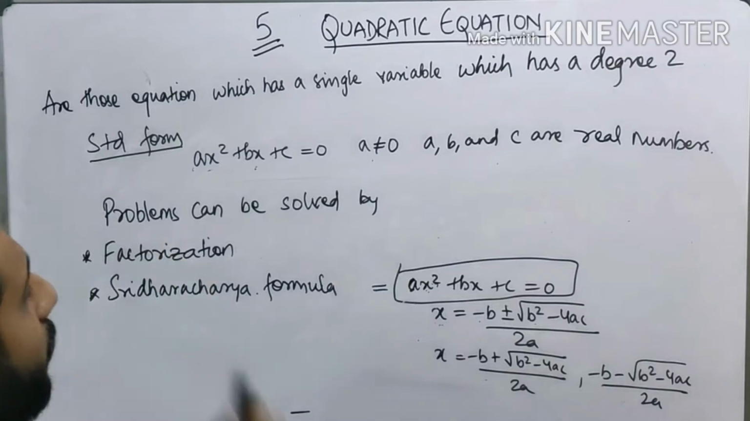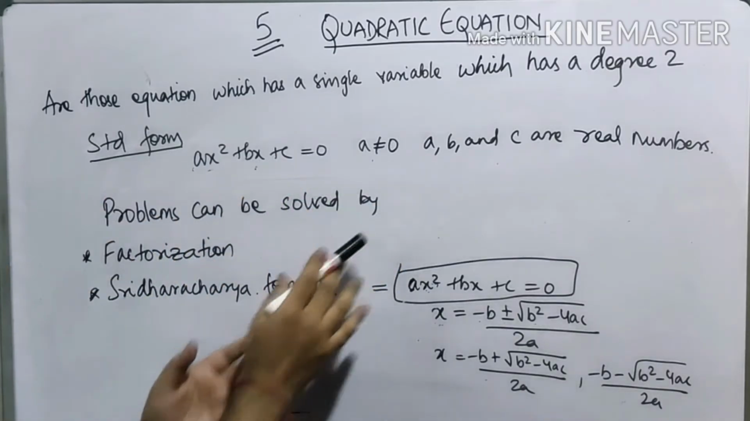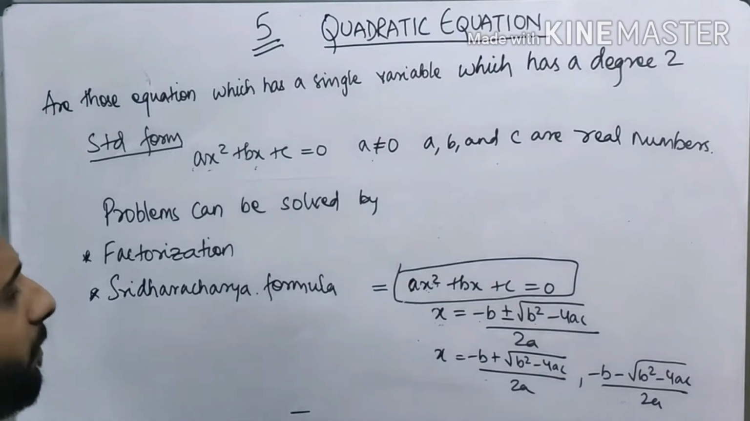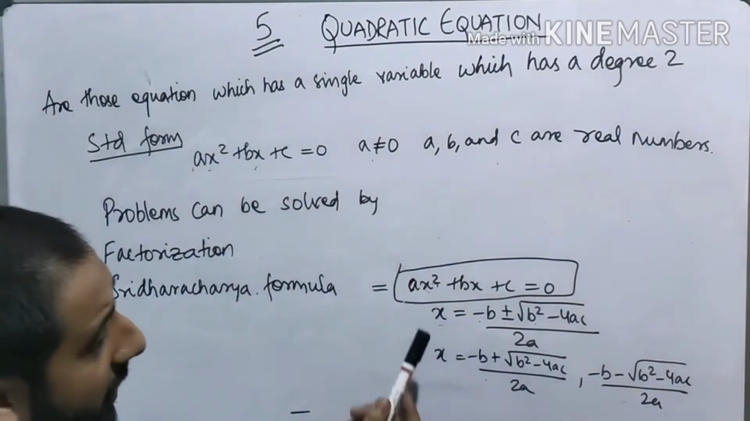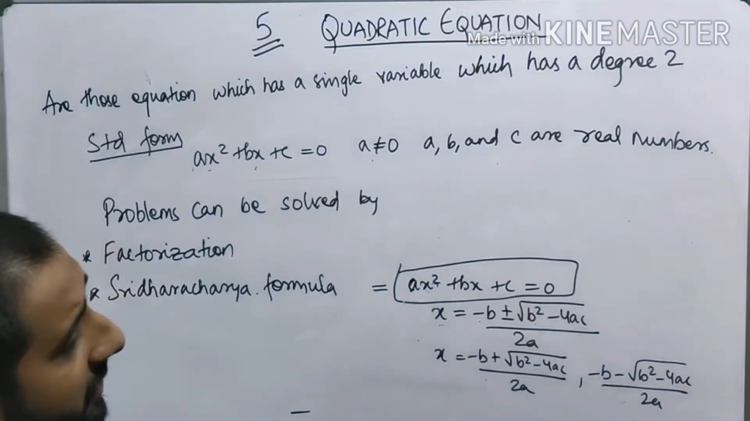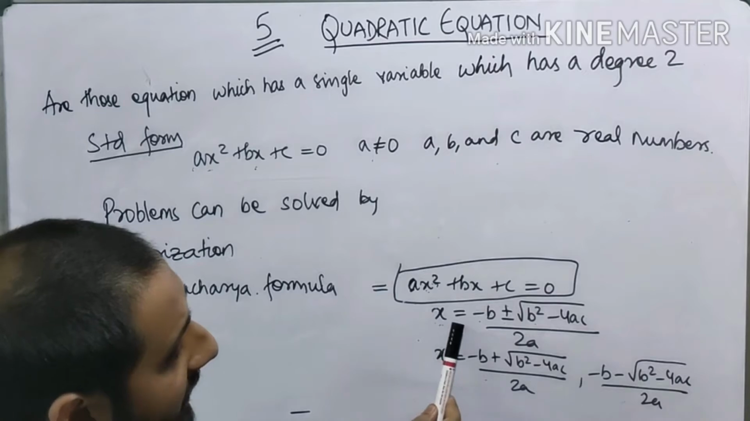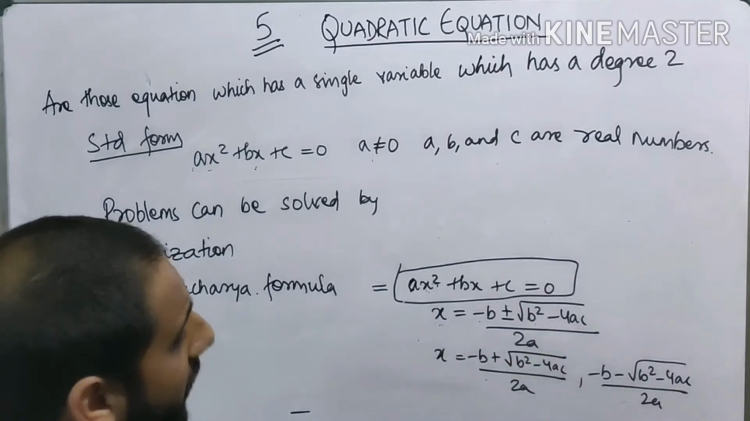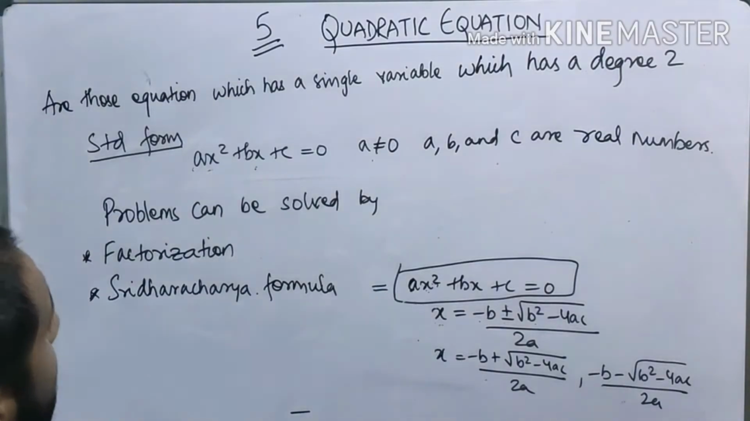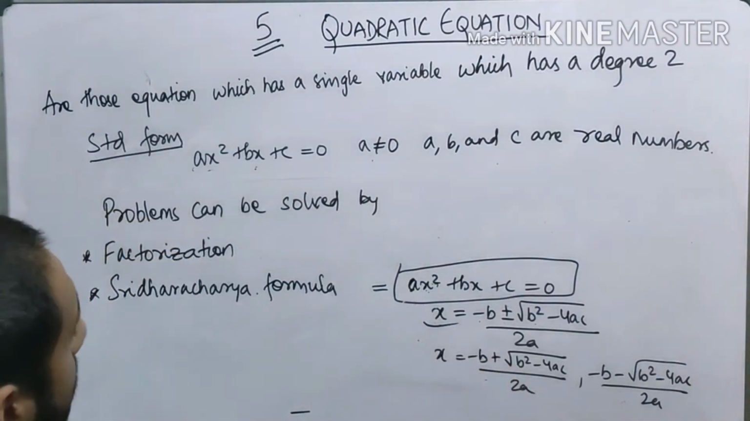Its standard way is written as ax² + bx + c = 0. Problems can be solved either by factorization or by using the Sridhar Acharya formula. Let this be a general equation, ax² + bx + c = 0. Then the value of x can be found by x = (-b ± √(b² - 4ac)) / 2a. I'll be deriving this formula later on.